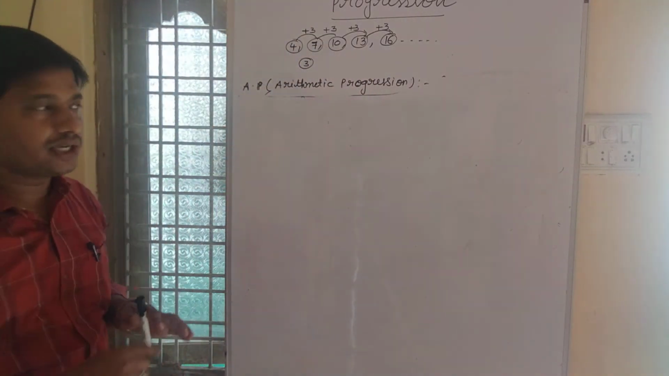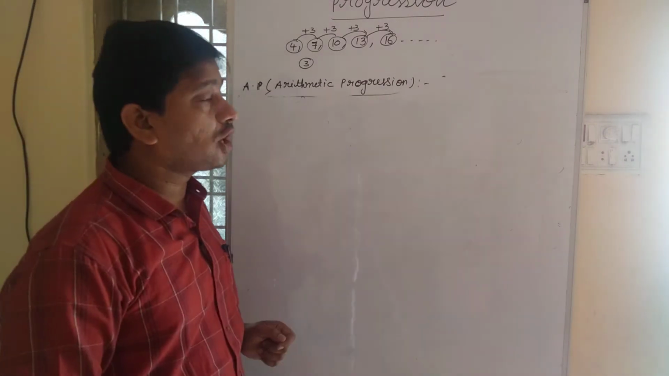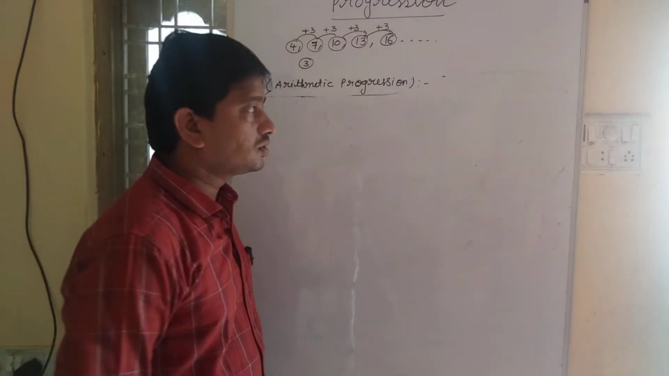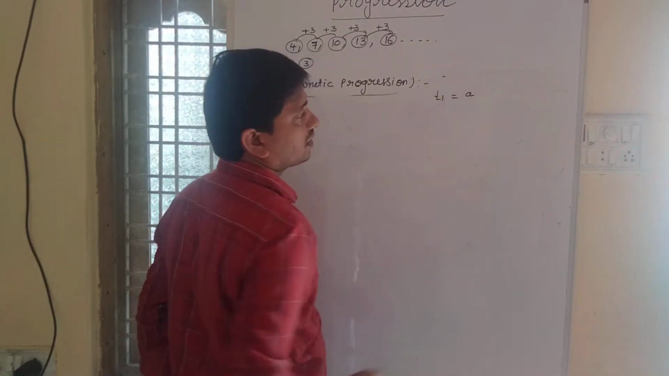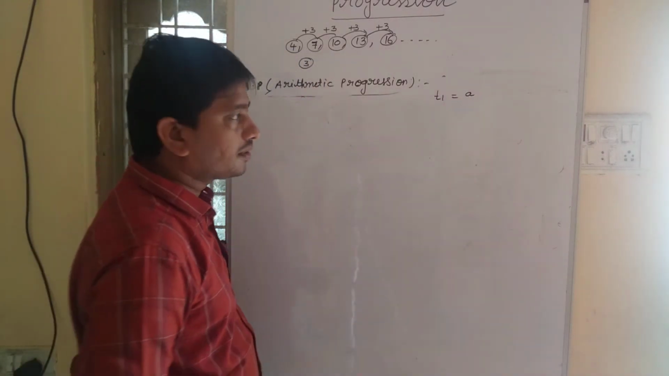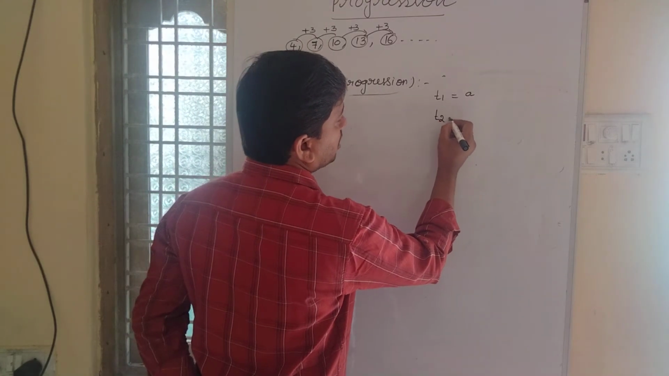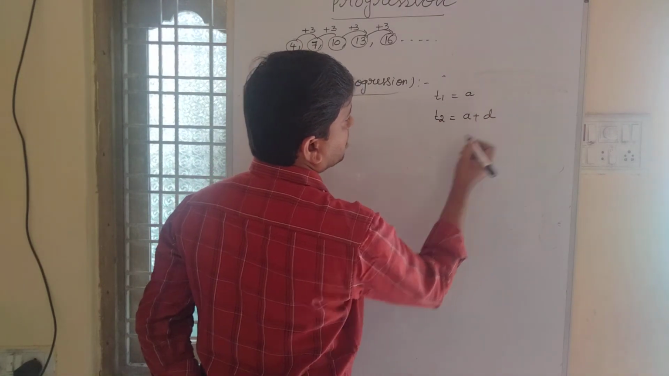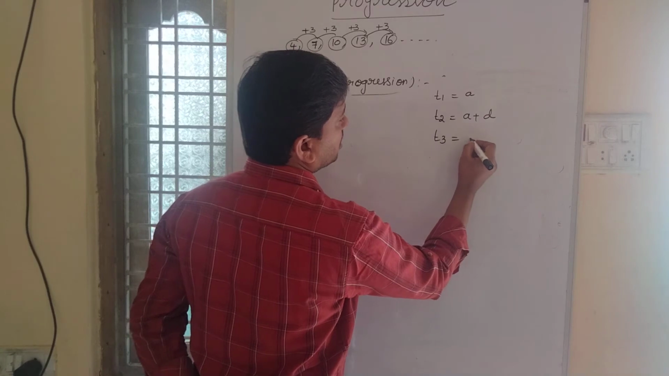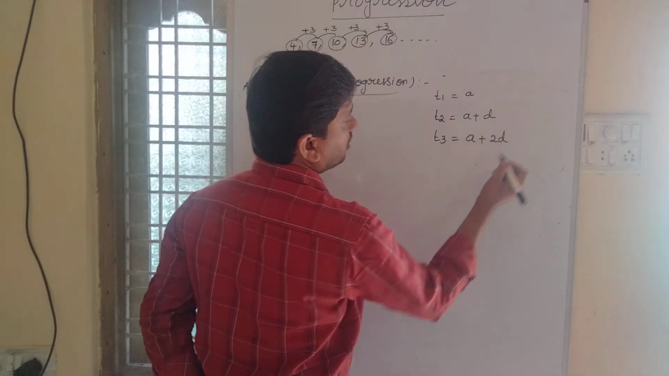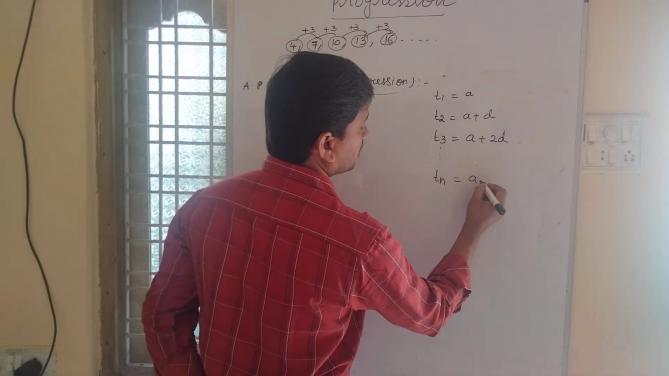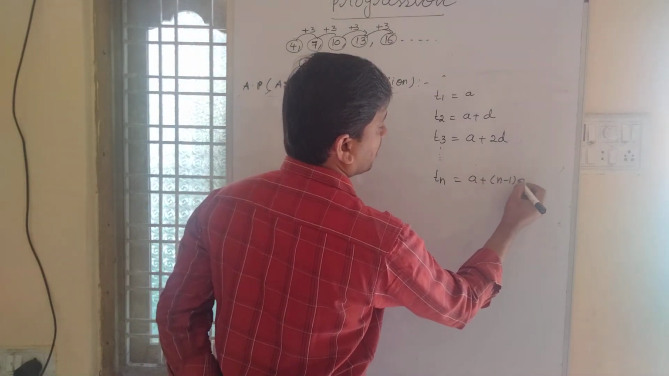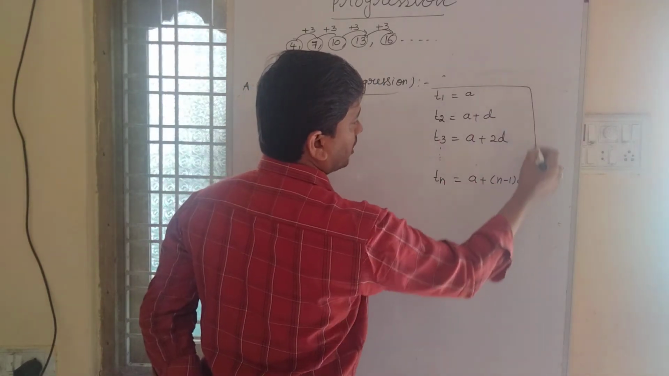So children, if we revise the topic we have discussed now, the first term T1 we represent as a, and the second term T2 is a plus d, and the third term T3 is a plus 2d, and so on. The nth term Tn is equal to a plus n minus 1 into d, right?